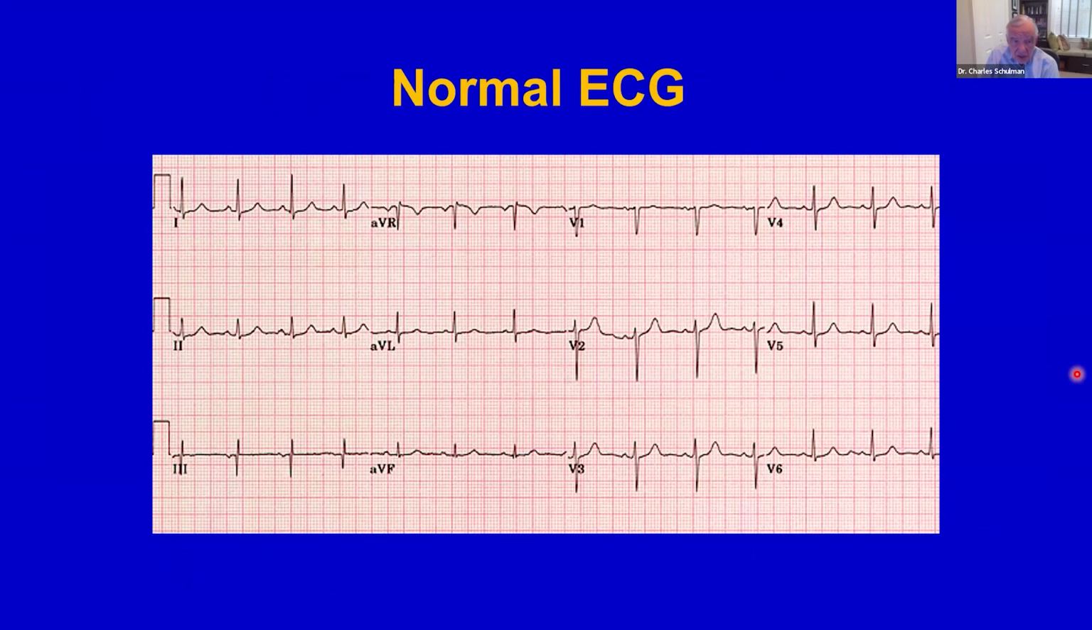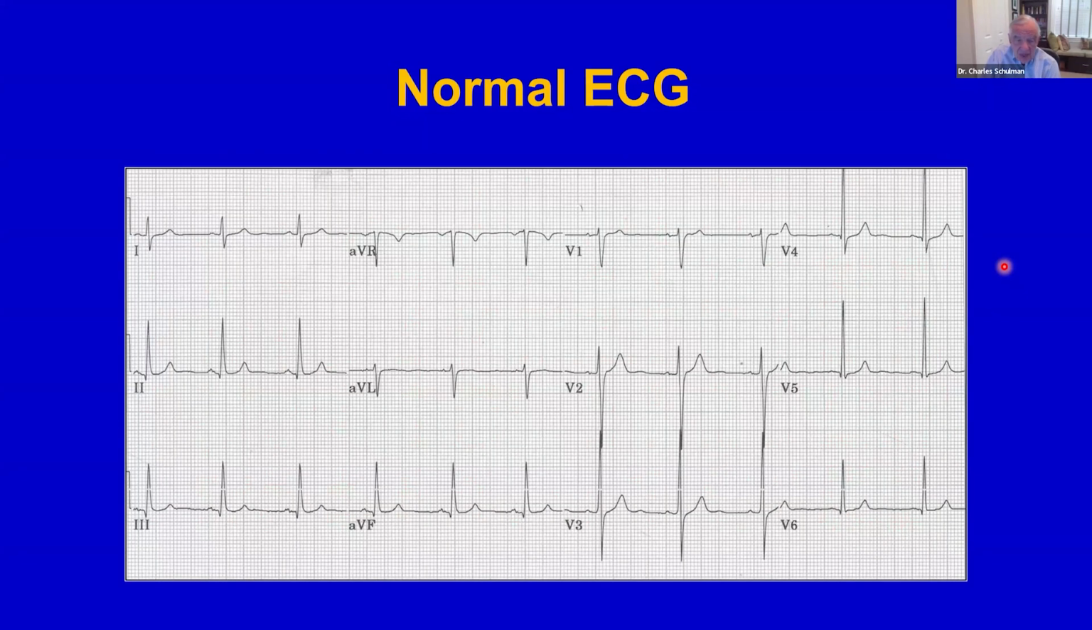Here is a normal ECG. The QRS is narrow complex, and the QRS and QT durations are all well within normal limits. The axis would be positive in 1, positive in AVF, which would put it in the normal range, and ST segments and T waves all look quite normal.